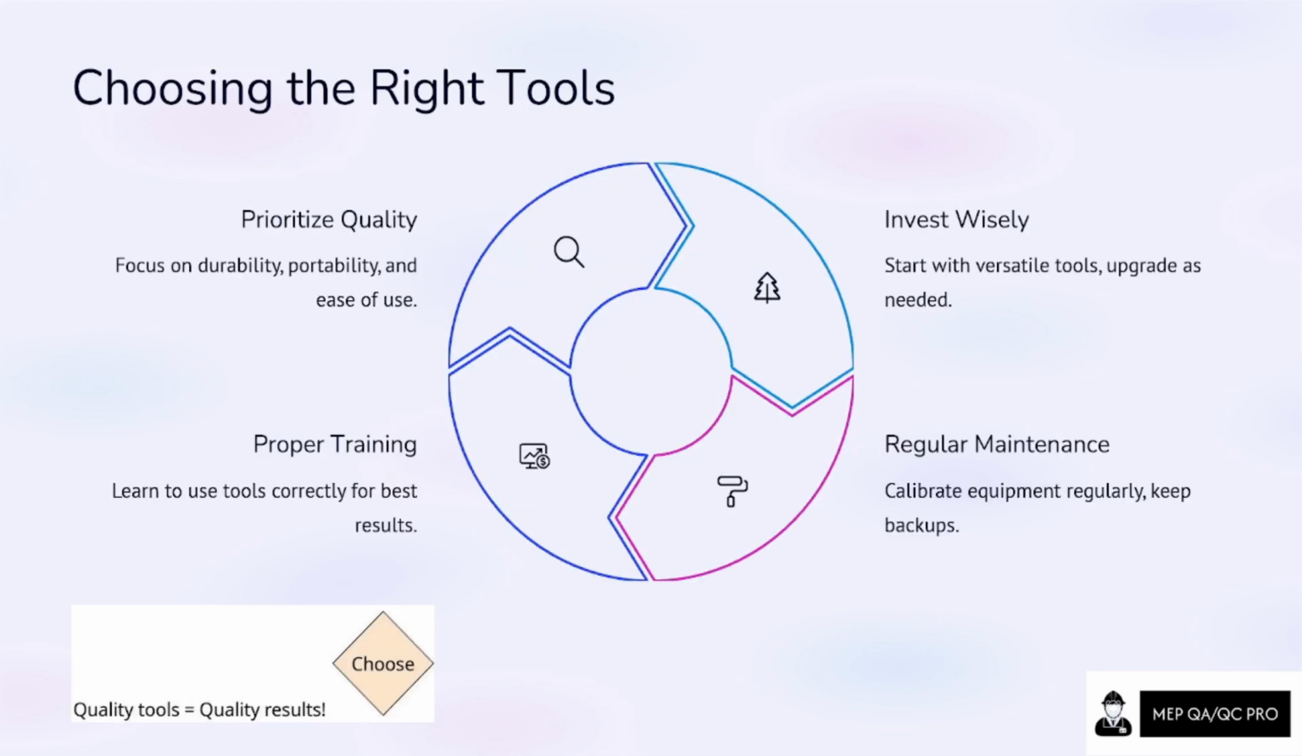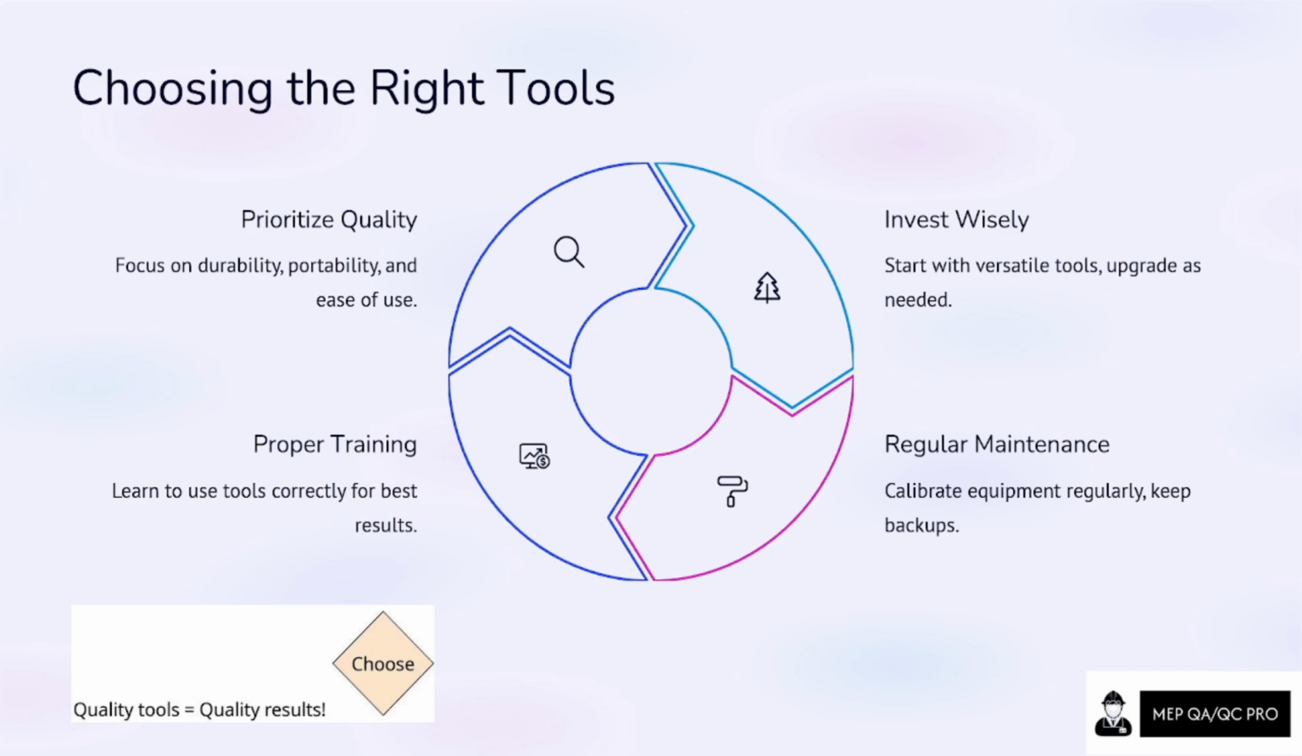Choosing the right tools. What choosing the right tool means is how you can choose the tools which will give you a quality result, in any quality way. So first of all, prioritize the quality. You need to prioritize your quality, like focus on durability, portability, and ease of use.